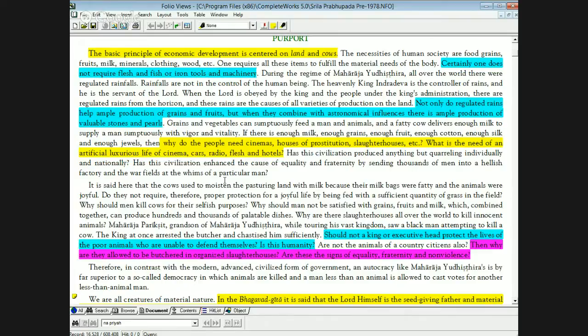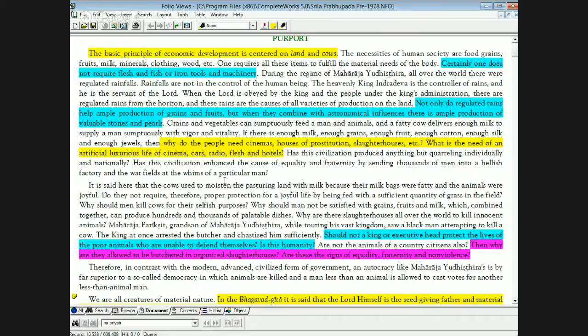Maharaj Parikshit, grandson of Maharaj Yudhishthir, while touring his vast kingdom, saw a black man attempting to kill a cow. The king at once arrested the butcher and chastised him sufficiently. Should not a king or executive head protect the lives of the poor animals who are unable to defend themselves?